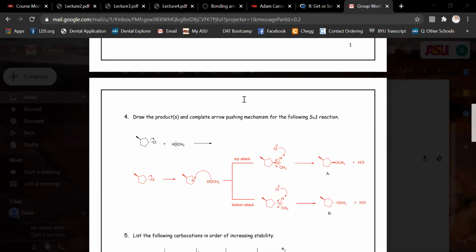You have your top attack where it attacks from on a wedge. You have the bottom attack where it attacks on a dash. And then the chlorine strips one of those protons away, and you're left with OCH3. Did you have a specific question on that one, Tanner? That's not making sense, or does that make sense now?